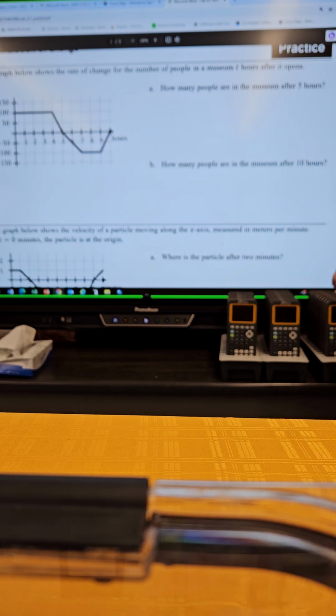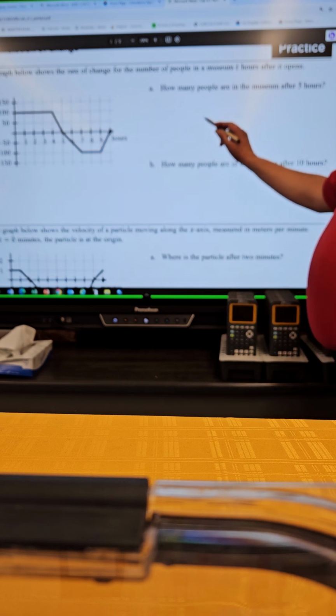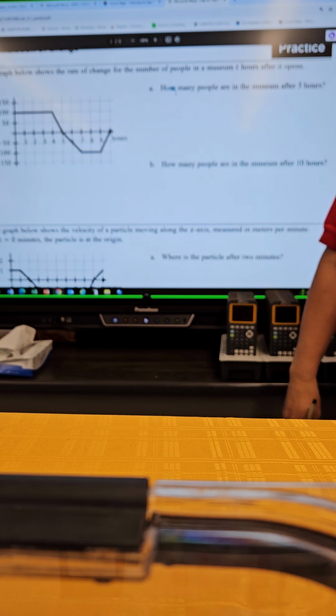Vanessa, can you read the problem for me, please? The graph below shows the rate of change for the number of people in the museum T hours after it opens. Then question A. How many people are in the museum after 5 hours? So that means the first 5 hours, right? Can you do it now?